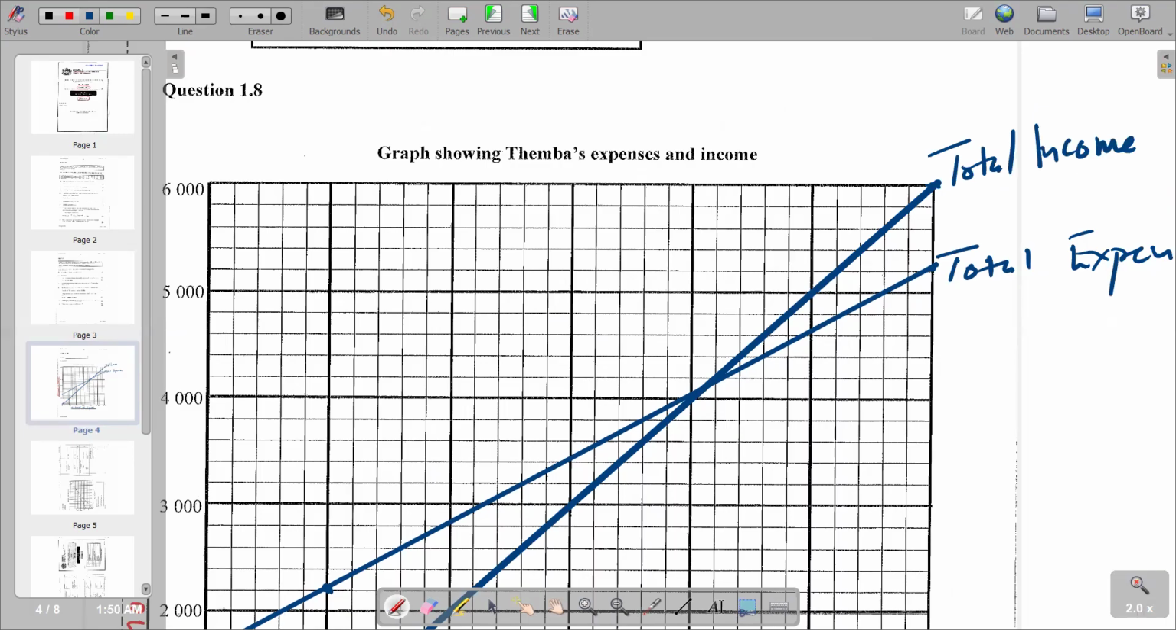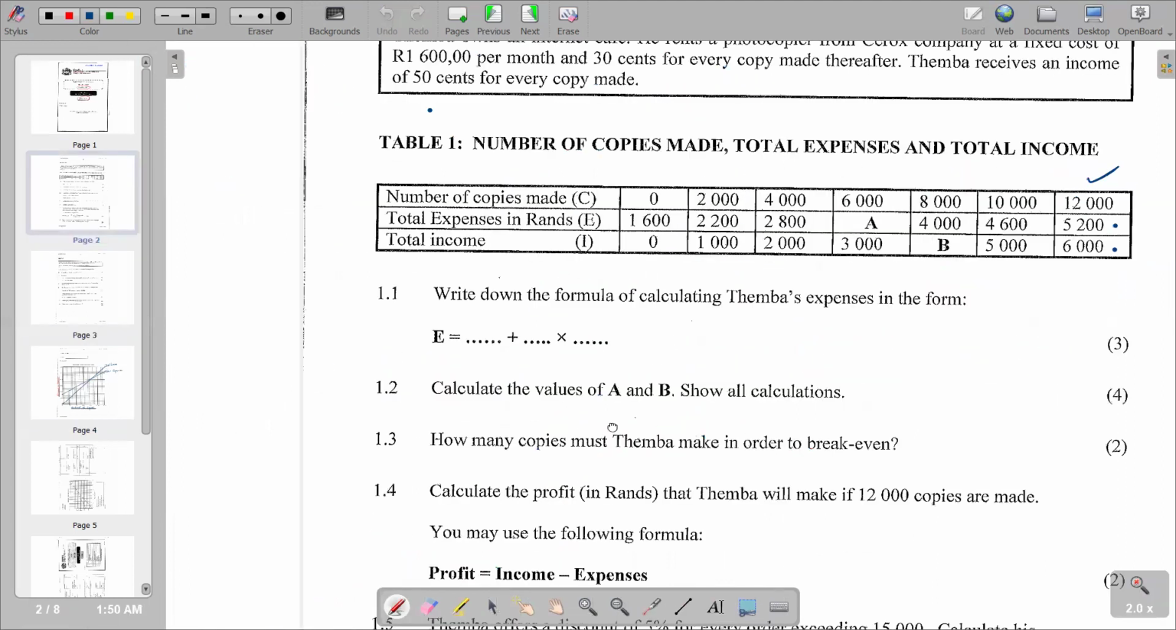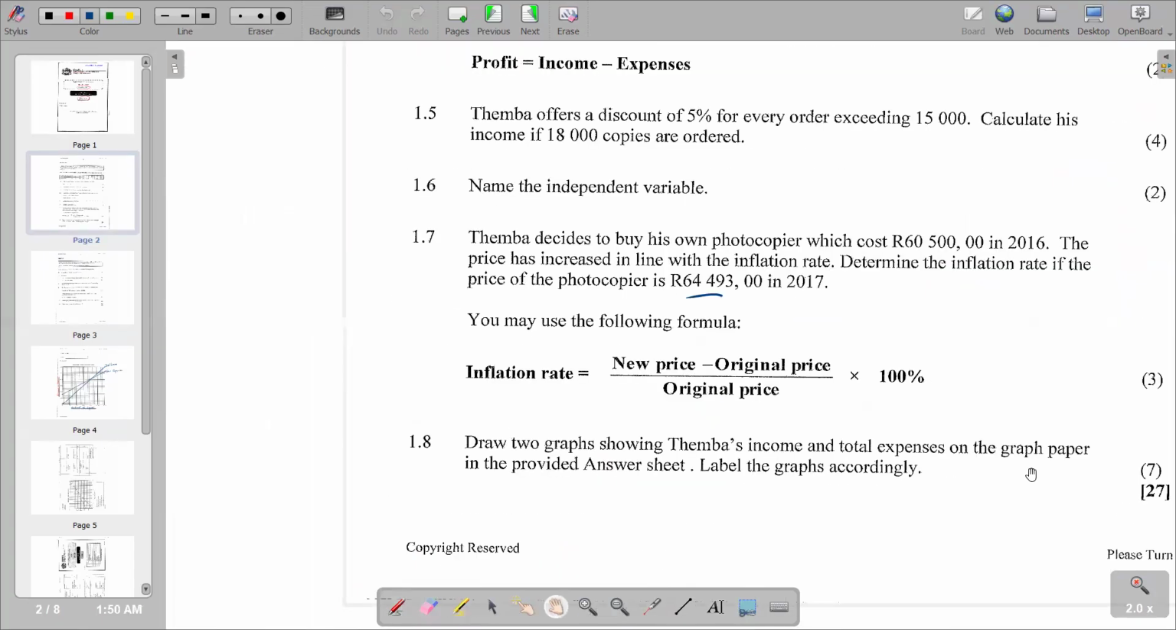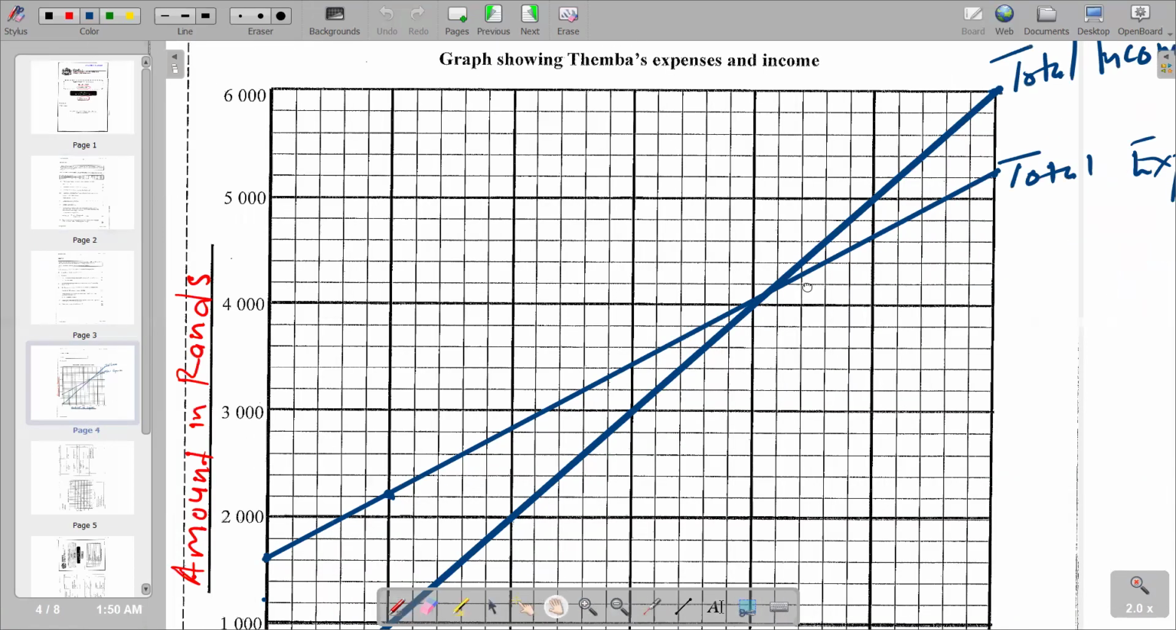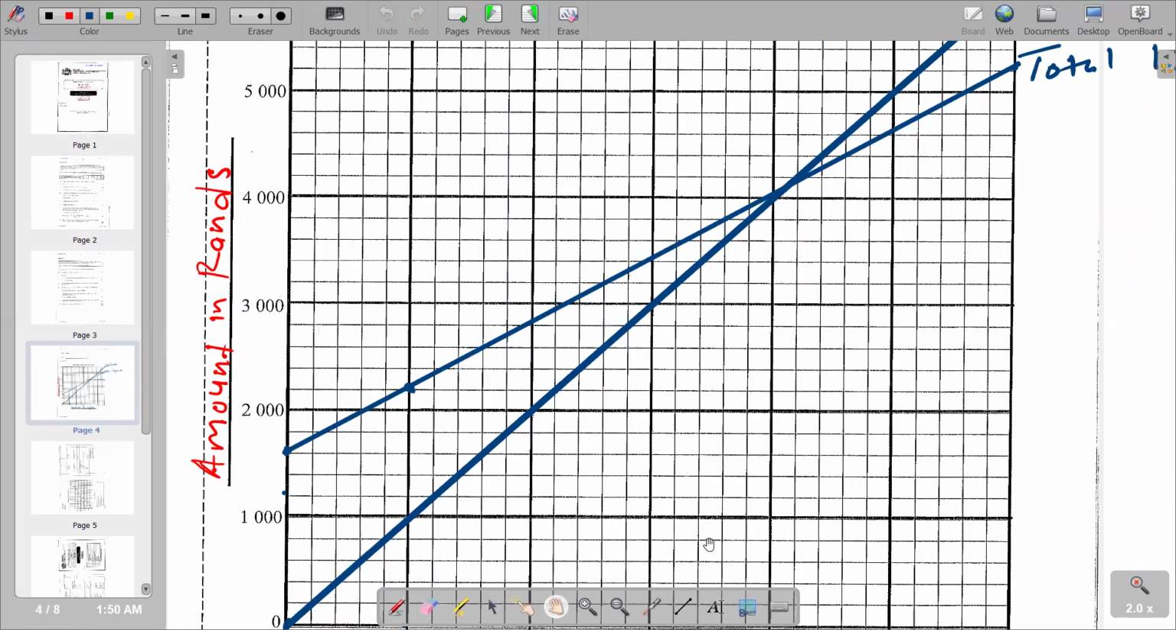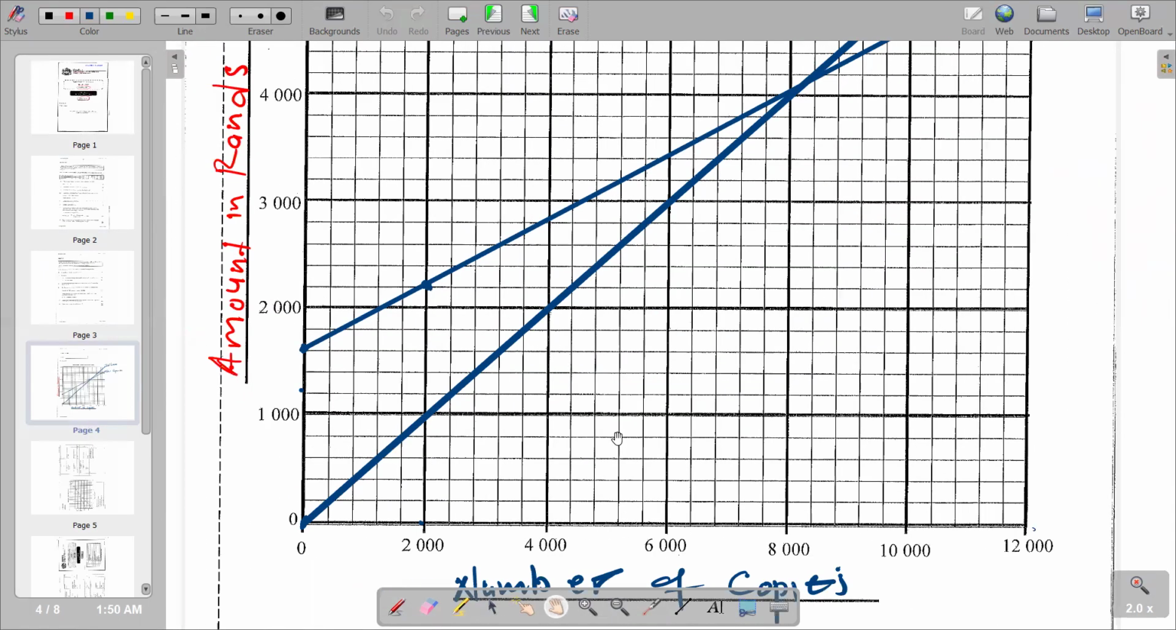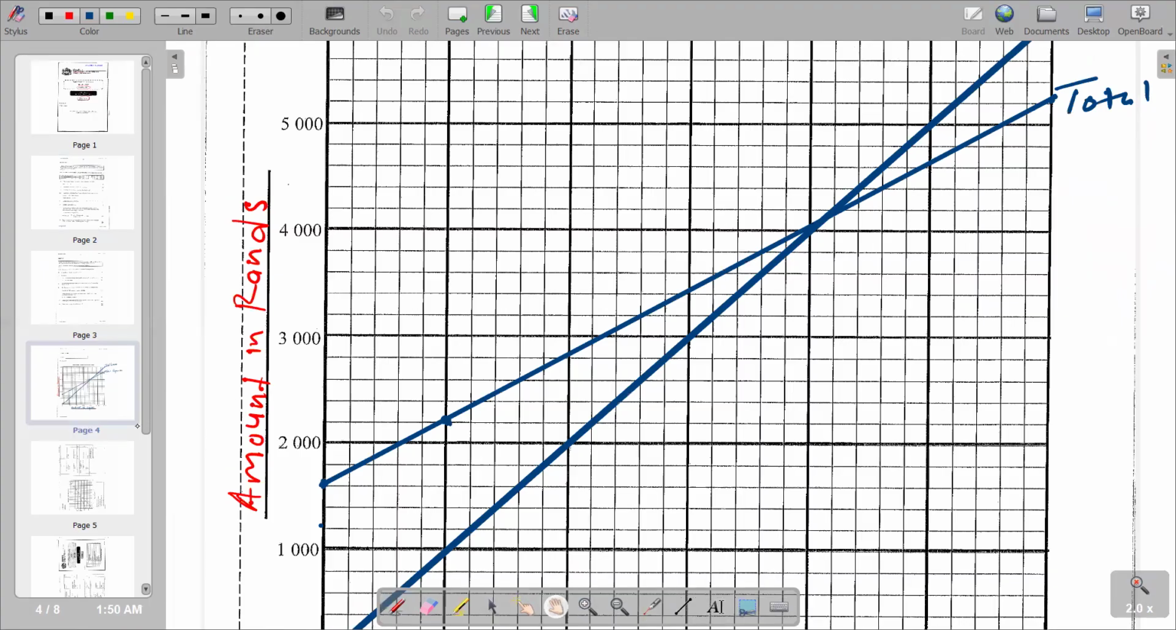So this is what you guys, according to this curve. According to the requirements of our question, remember our question says to draw two graphs showing Temba's income and the total expenses on the graph paper in the provided answer sheet, and then label the graph accordingly. Obviously this is what we have just done. We have labeled the curves, the vertical axis and also the horizontal axis. So this is what you guys, according to our question 1.